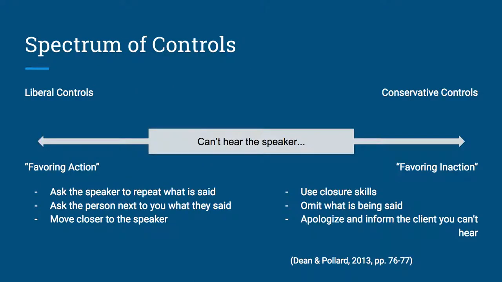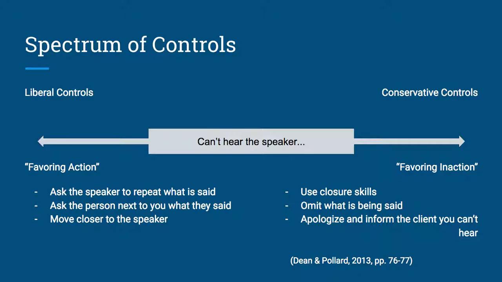Each interpreter will have their own set of control resources or responses. There is rarely one right or wrong control choice. Rather, there is a spectrum of control choices ranging from liberal to conservative. And no, I don't mean that in the political sense. Liberal or conservative decisions are not better or worse than any other. They are just different.